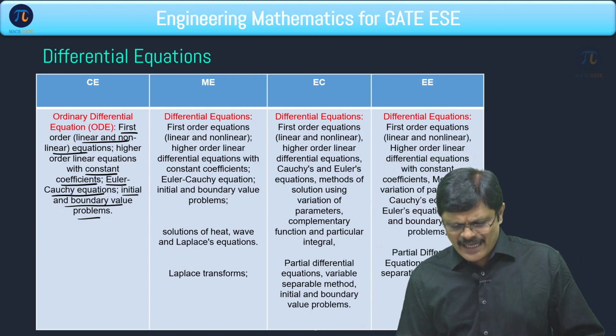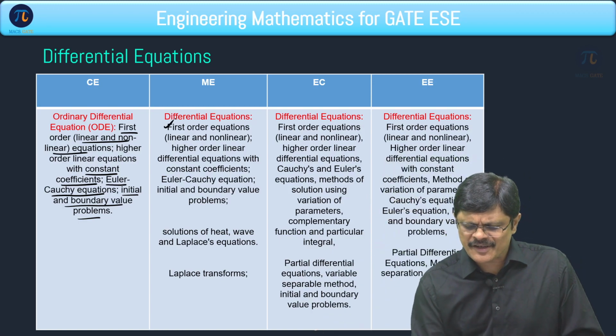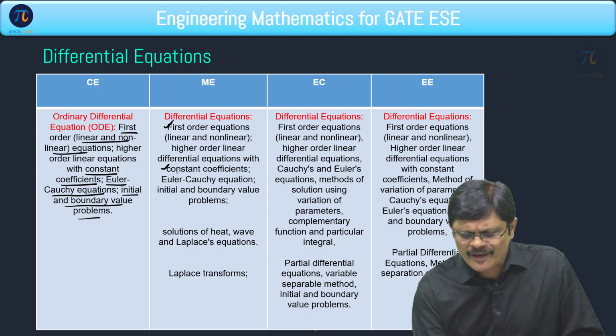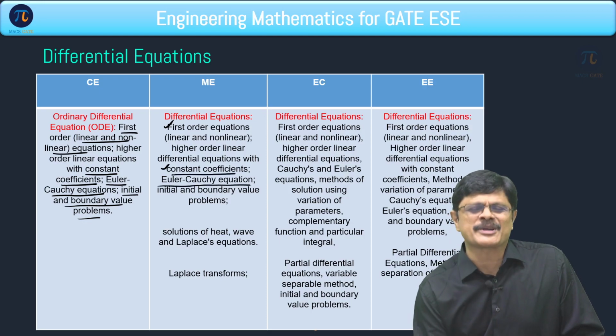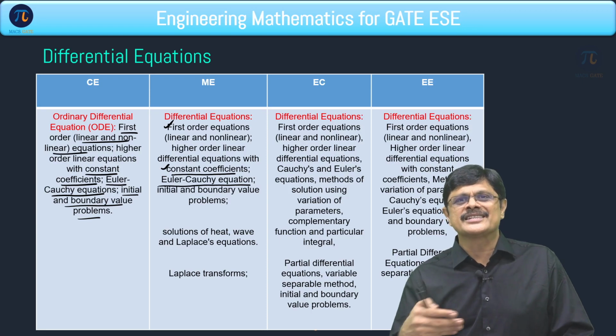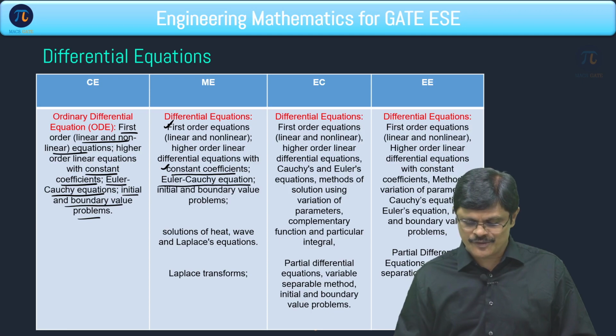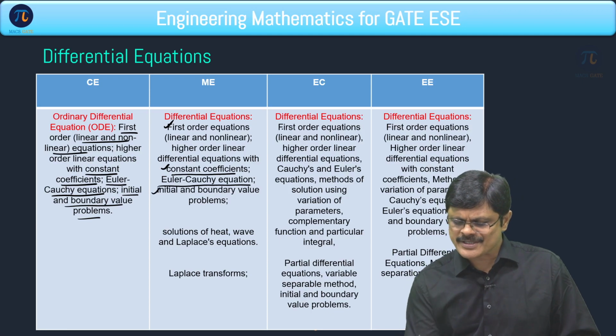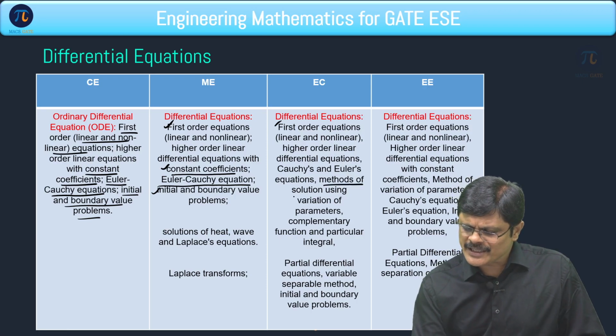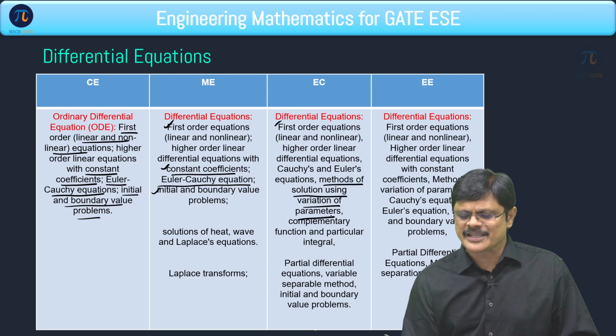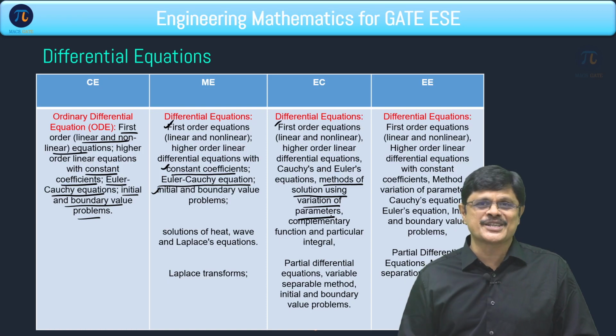So, that is it. And you can see the same things: first order differential equations and higher order with constant coefficients, and these are the special cases, variable coefficients. That is, the Euler-Cauchy equation is a linear differential equation with variable coefficients, and initial and boundary value problems, same thing. I think it is copy pasted for almost all the branches, and the method for solving using variation of parameters is mentioned explicitly for EC students.